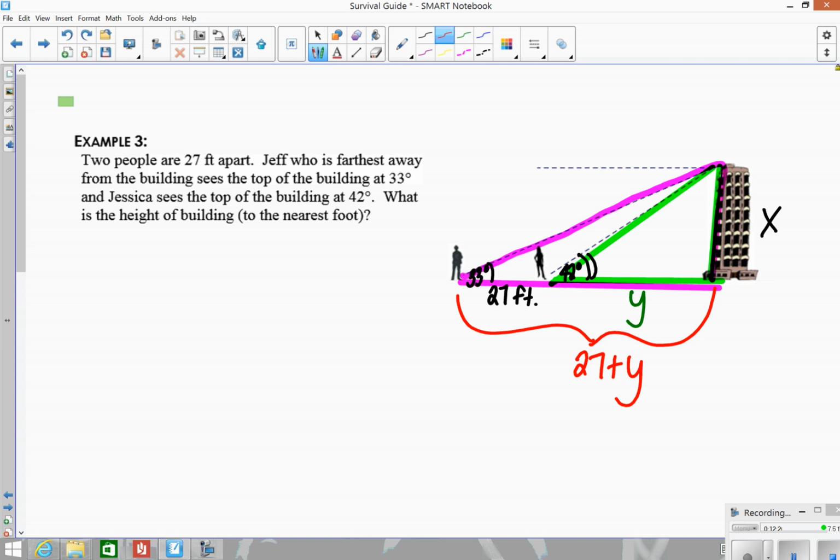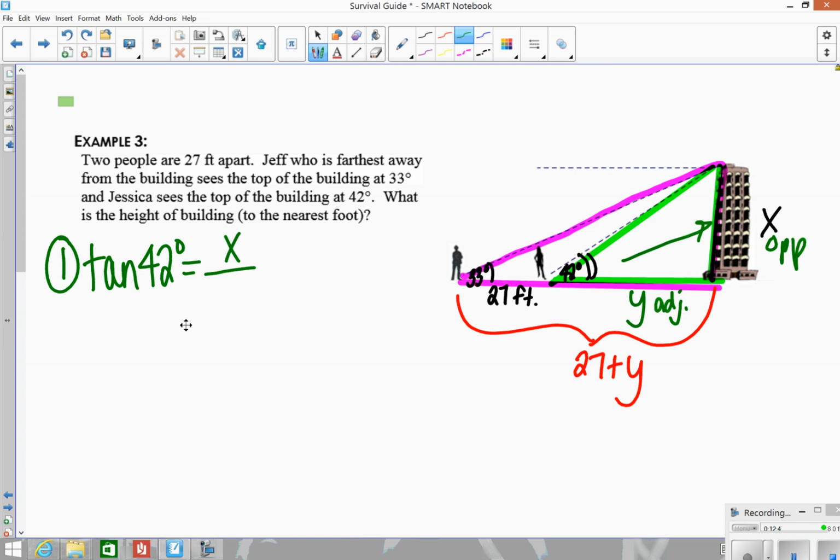So when we go to set this up, it's going to be similar where we're going to have our two proportions like we did in the last example. So we're looking at, okay, this side's going to be the opposite. These sides are going to be the adjacent. So if I'm looking at my green triangle, it's going to be tan of 42, because it's opposite and adjacent again, equals opposite over adjacent.